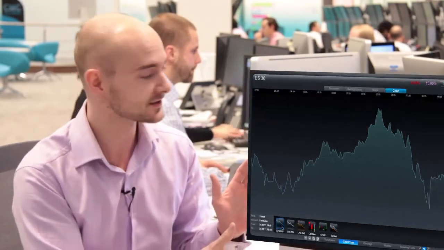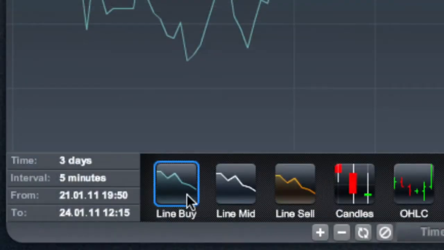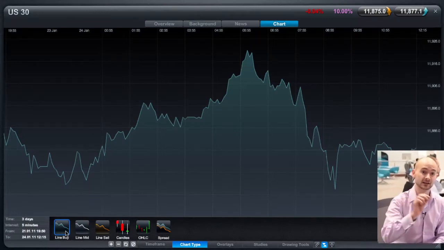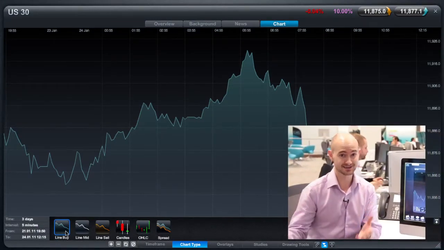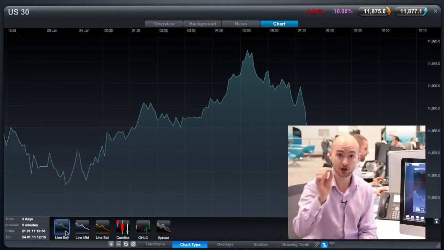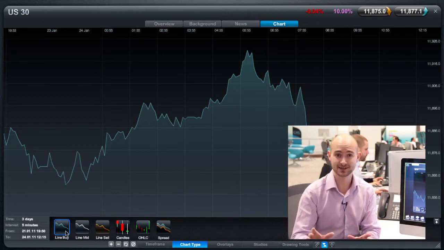Okay, so what we've got right here is an example of the US 30 to get ourselves started, and this is a normal line chart. As default, on every single chart that you load up, it's going to be a 5-minute line chart. Now, what a line chart actually plots is two closing points and a line drawn between the 2 points. It's as simple as that. And quite simply, because we've got a 5-minute line chart right now, it puts a plot every 5 minutes and draws a line between the two closing prices. It really is as simple as that.